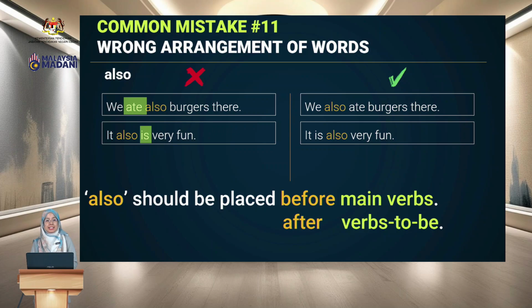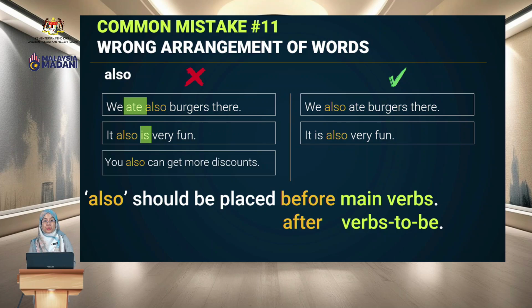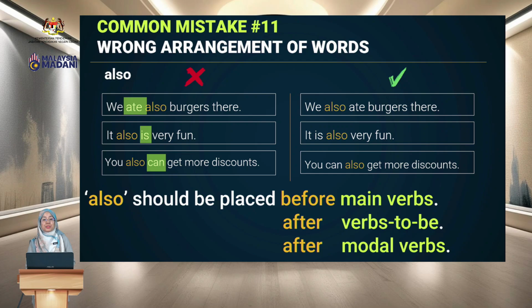Now let's take a look at the third pattern. You also can get more discounts. So again, which one is the verb here? Yes, the verb is can. It is called a modal verb, another different type of verb. So here, can you guess whether the word also should be placed before or after? Very good, it should be placed after modal verbs. So the answer would be, you can also get more discounts. You got it? Don't worry if there's too much information, you can always replay the video whenever you like.